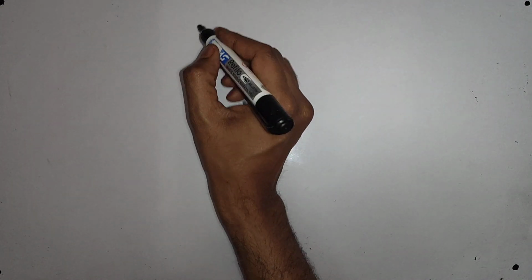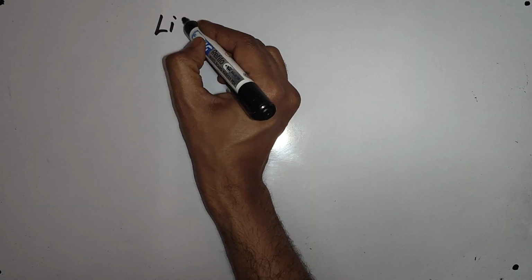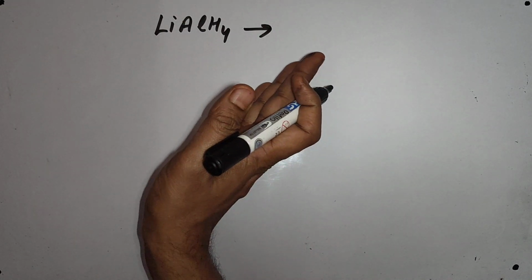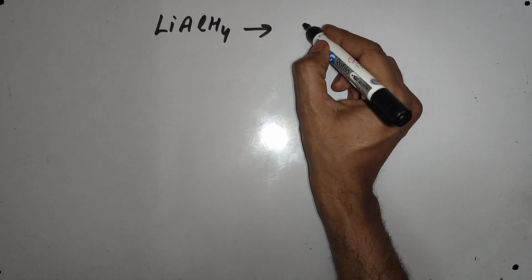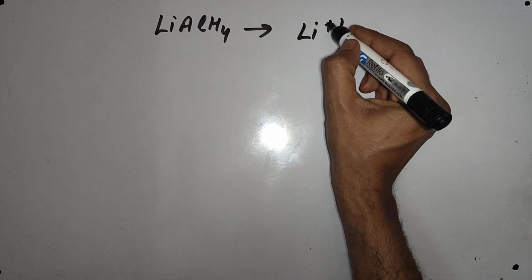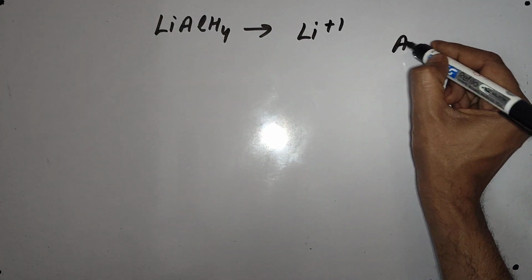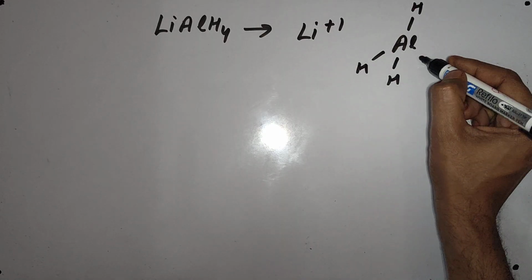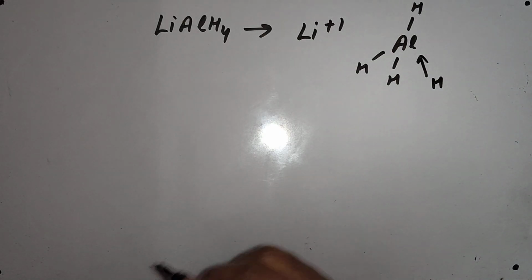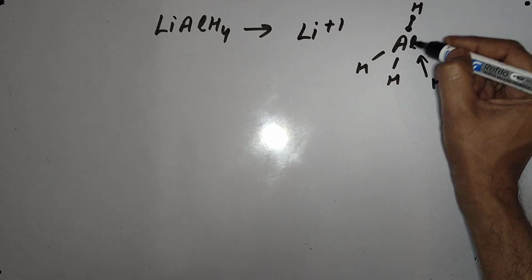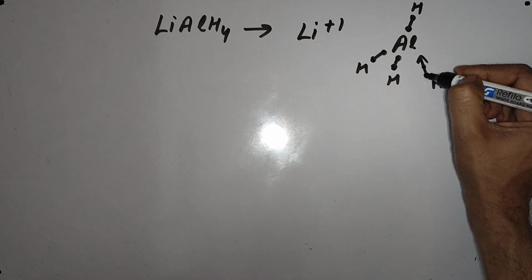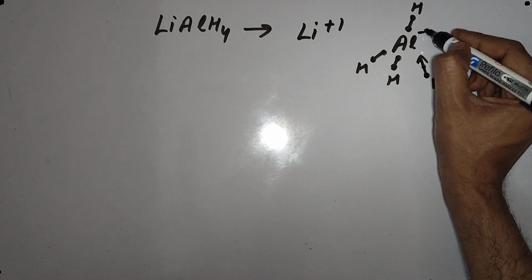Lithium aluminium hydride. Already 2-3 times we have used it. We know the condition. Lithium is carrying a complete +1 charge. Aluminium hydride is in this condition. This one: 4 hydrogens are there. 3 are making covalent bonds with aluminium, and the 4th is making a dative bond, due to which a negative charge is there.